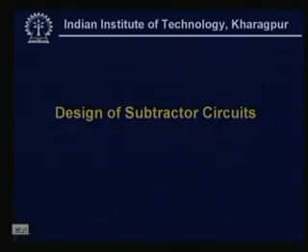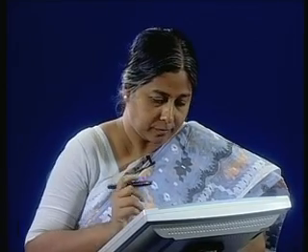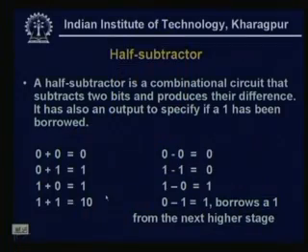In the last class, we learned how to design the different types of adders, mainly the half adders and the full adders, and the different types of realization using a variety of gates. Today we will see how we can design the subtractor circuits. Now, a half subtractor is a combinational circuit that subtracts 2 bits and produces their difference. It also has an output to specify if a 1 has been borrowed.